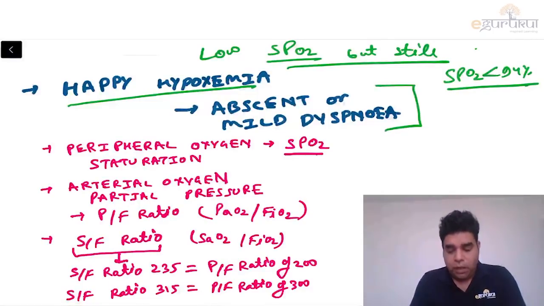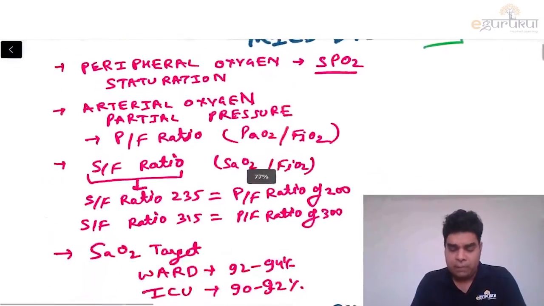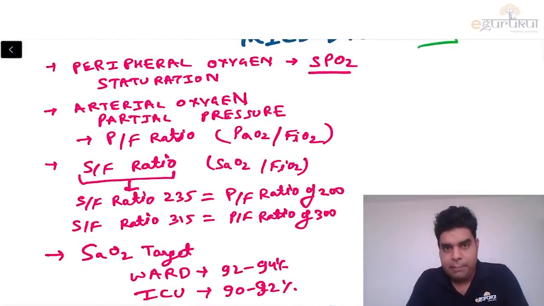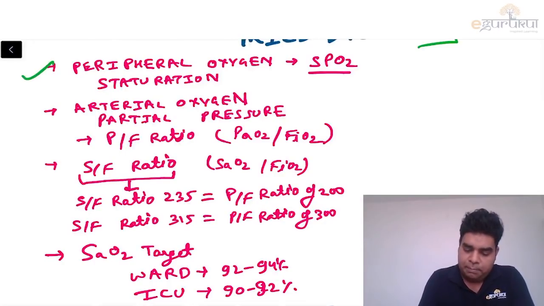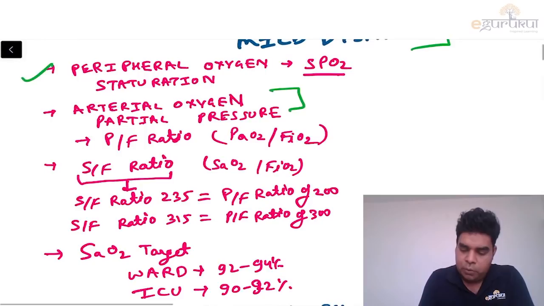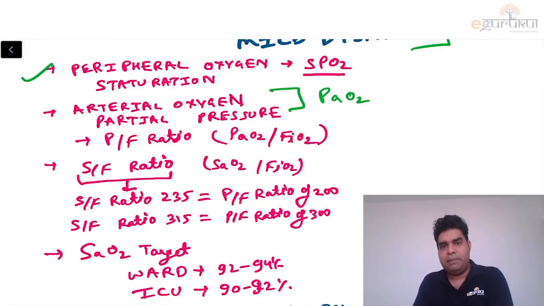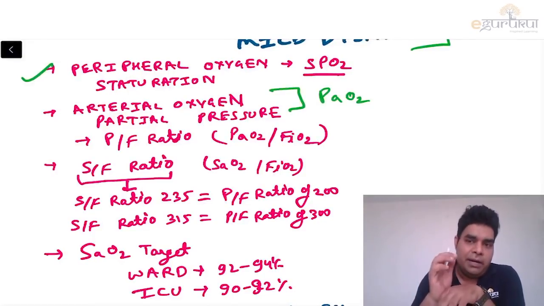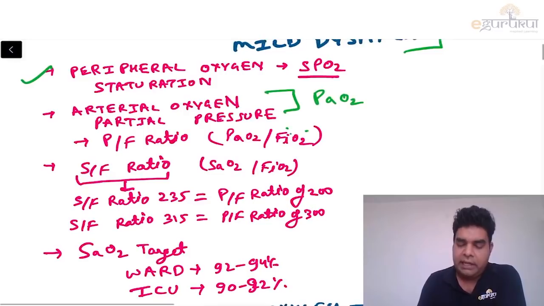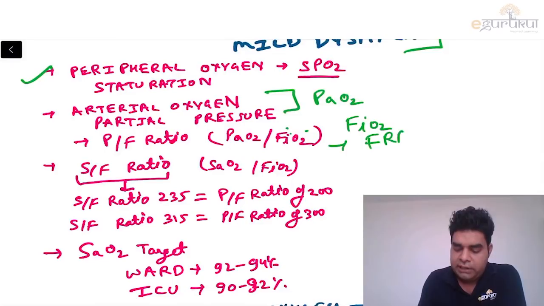So, how do we measure the SpO2? One is SpO2, the peripheral oxygen saturation, which we measure by pulse oximeter. But the other way to measure oxygen is the arterial oxygen partial pressure, which we know as PaO2, the partial arterial oxygen pressure. And then we have one more thing, the PF ratio. What is the PF ratio? It is the amount of oxygen present in the arterial blood divided by the fraction of oxygen in the inhaled air. FiO2 stands for fraction of oxygen in inhaled air.